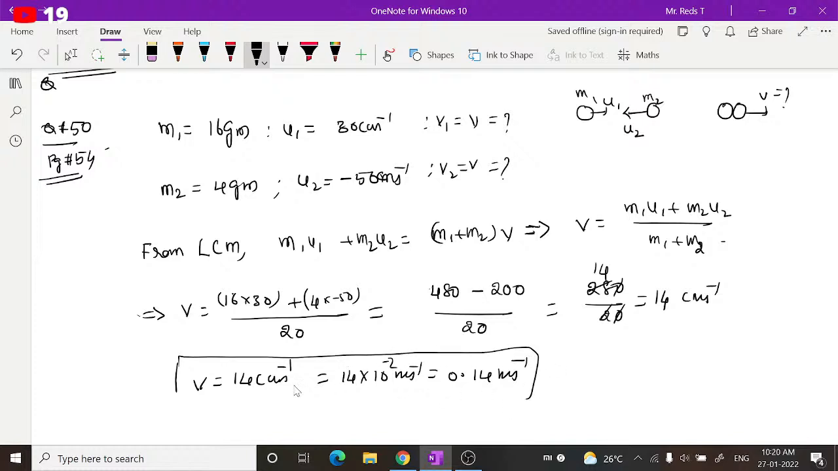This is how you have to do the conversions also, little carefully, guys. So 0.14 meter per second, whereas 14 centimeter per second. Don't confuse. So select the option properly.